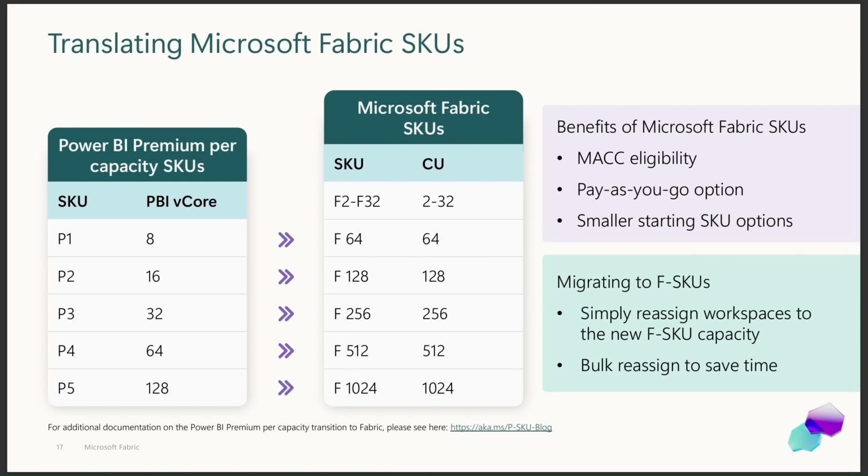If you're wondering how the old Premium capacities map to the new Fabric ones, here's a quick breakdown. For example, Power BI Premium P1, which had 8 virtual cores, now lines up with a Fabric F64 capacity. P2 maps to F128, P3 maps to F256, and so on. So when you migrate, you'll just reassign your workspace to the new Fabric SKU, and the new system is simpler. It gives you more flexibility and even offers pay-as-you-go pricing options.